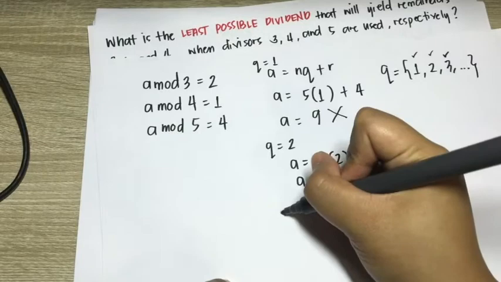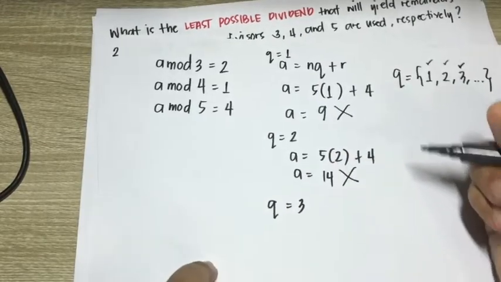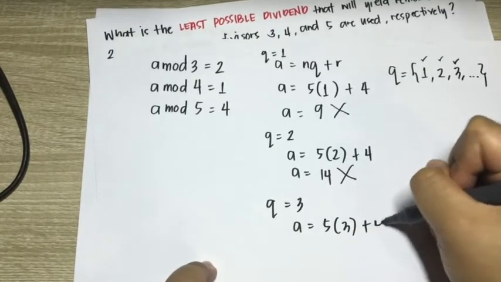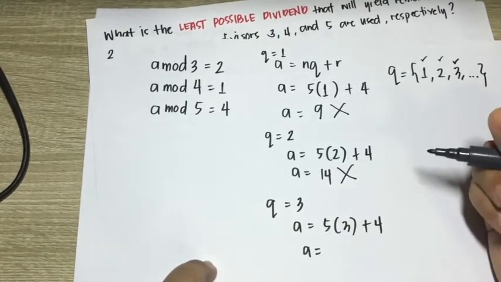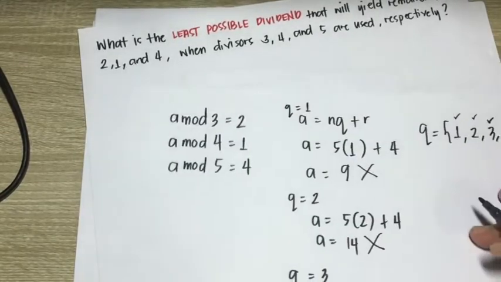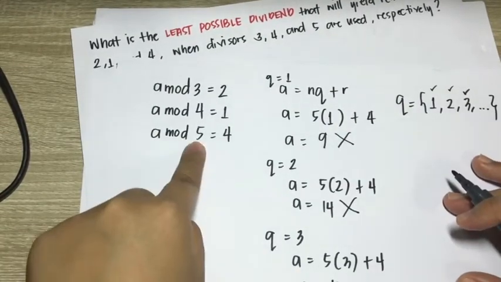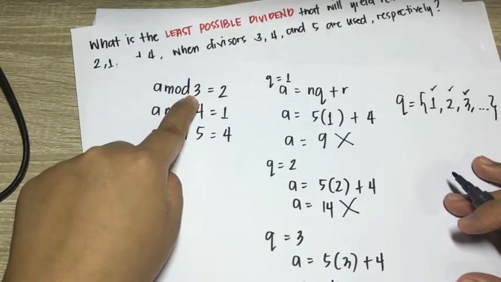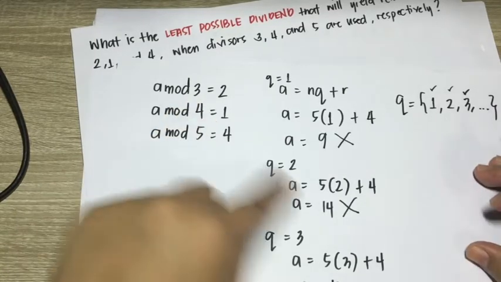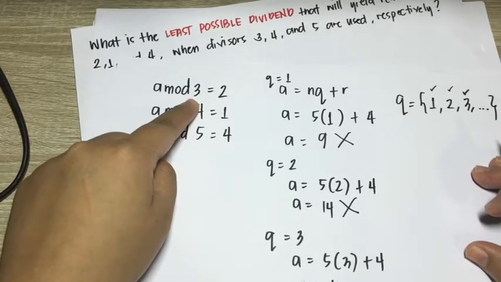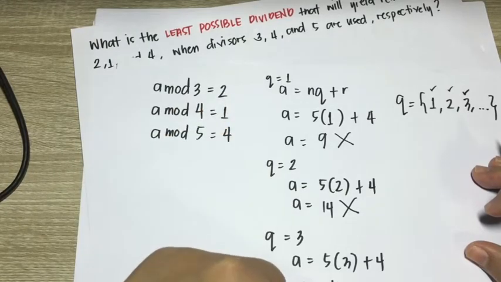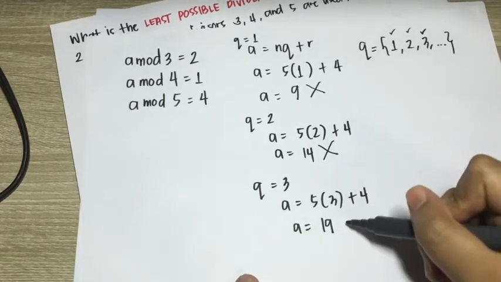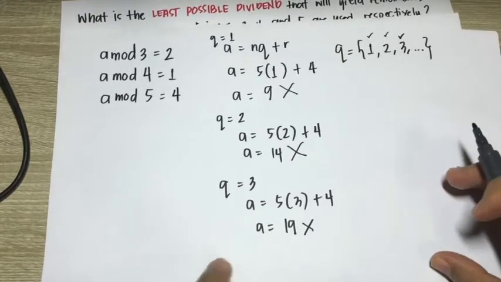Let's proceed with the next quotient to be considered, which is 3. So what if our quotient is 3? A is equivalent to 5 times 3 plus 4. So the dividend will be equivalent to 19. Let's try to check that again. 19 modulo 5, that is 4, correct? 19 modulo 3, there will be a discrepancy there, because 19 modulo 3 should yield a 1, and 19 modulo 4 should yield a value of 3. So again, 19 is not the least possible dividend.